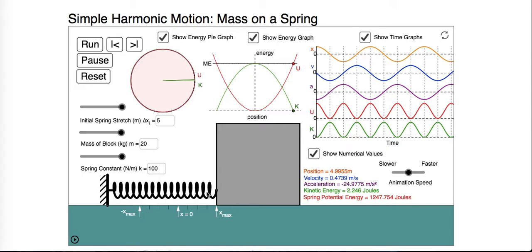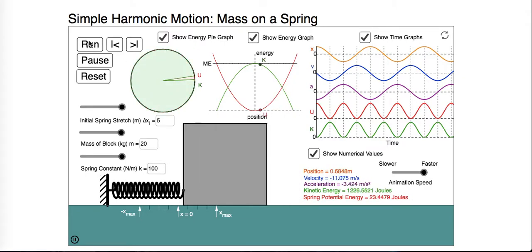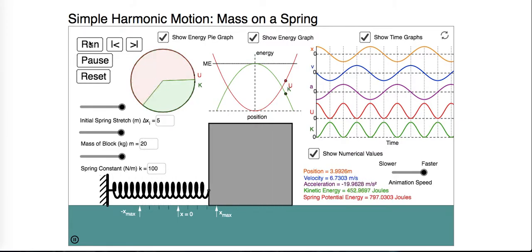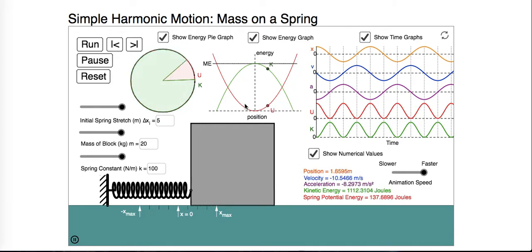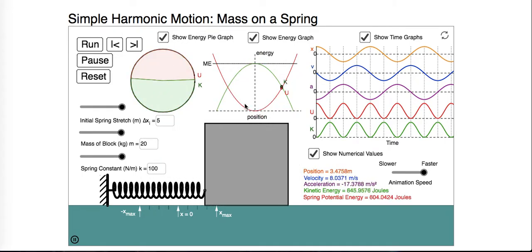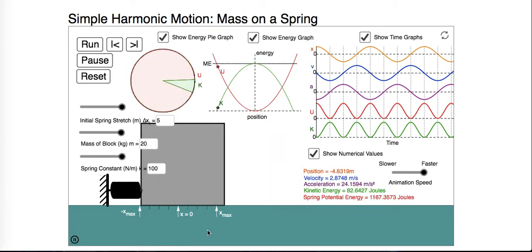So there's a block bouncing back and forth, simple harmonic motion. I'll speed it up a little bit. I'll see how fast this thing can go, and we'll run it. And what we're seeing is the energies swapping places. The block is exhibiting simple harmonic motion. Now let me say this out loud.